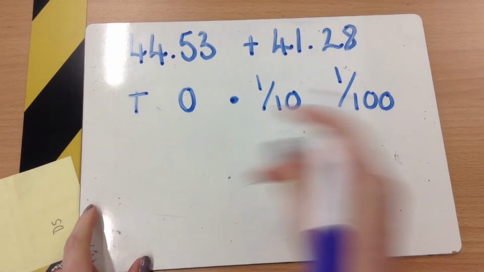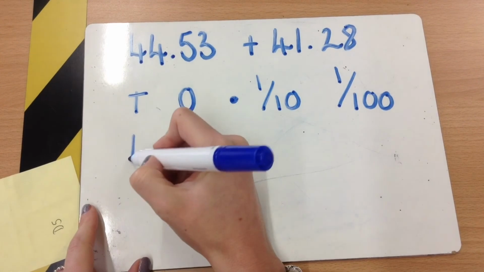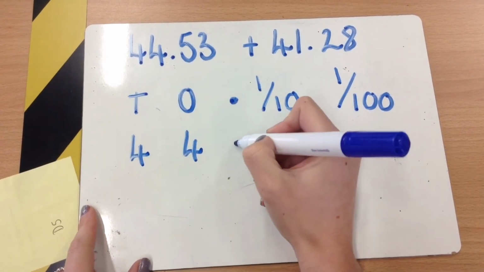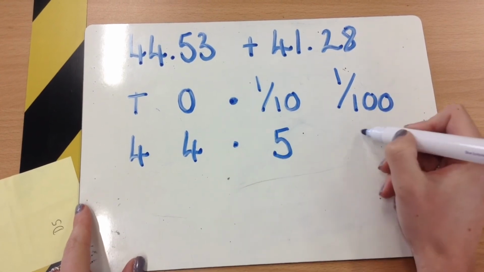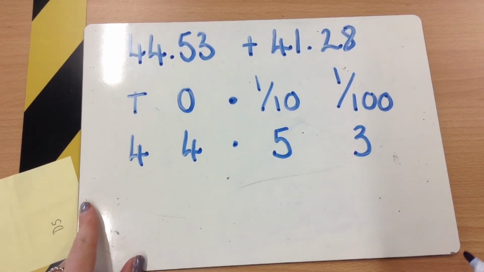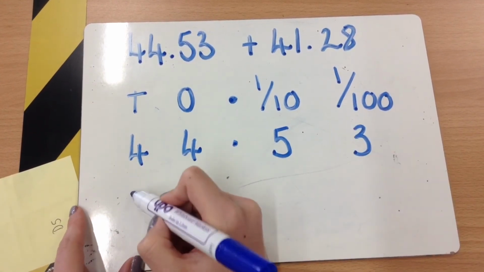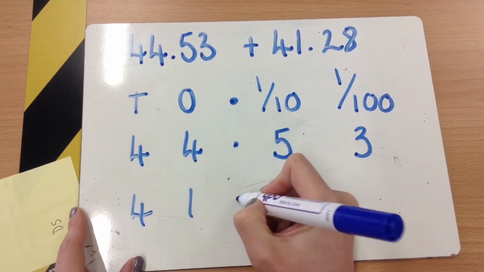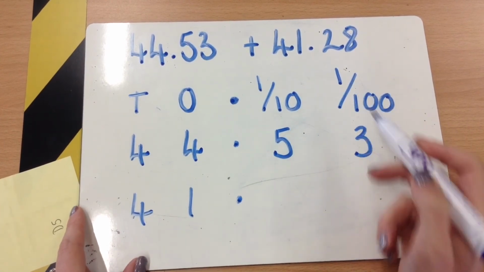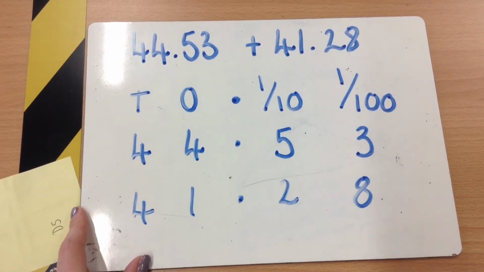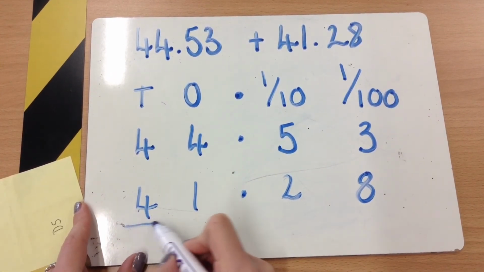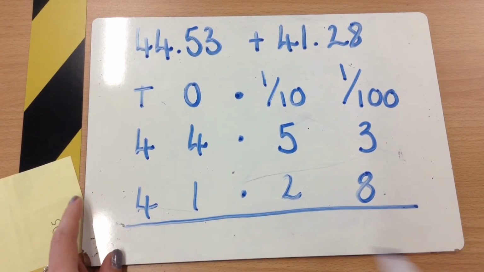So now we can pop our numbers on the place value grid. So I've got 44, keep my decimal point, give it its own column, 5 tenths and 3 hundredths, 44.53. And then I've got 41 point, keep my decimal point, give it its own column, 2 tenths and 8 hundredths, 41.28. Okay, now let's add those together with the space I have.